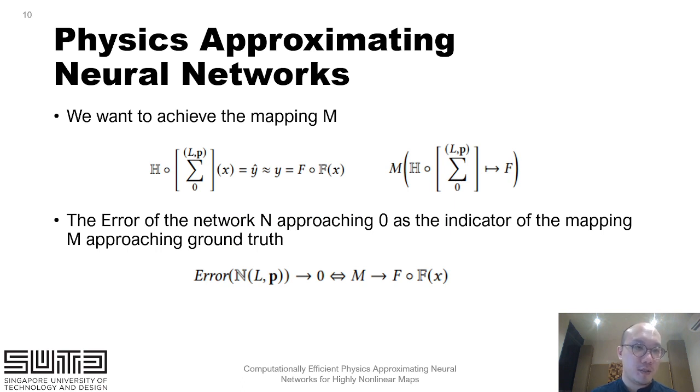Now we want this h compose neural network function to map to or be as close as, which by that I mean it outputs a y hat that is very, very close to the actual y that we get from our input of x. So we call this mapping M, and this mapping M is achieved as the error of the network approaches zero, which means that the mapping M approaches our ground truth.